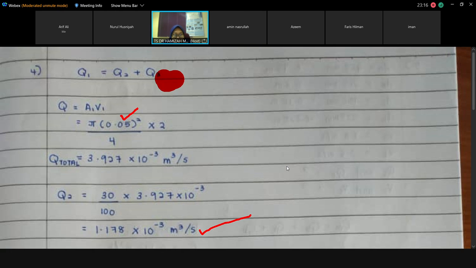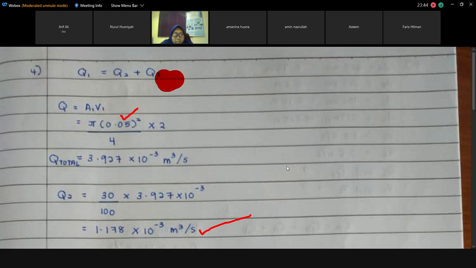Okay, so dia dah tulis balik jawapan. Value of discharge in pipe 1, pipe 2 and pipe 3. Velocity in pipe 1, pipe 2, pipe 3. Okay, very good. Yang lagi satu option tu question 5 kan? Betul lah ni.